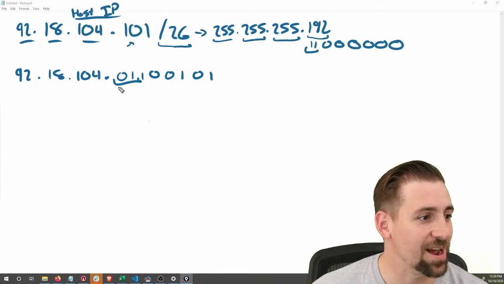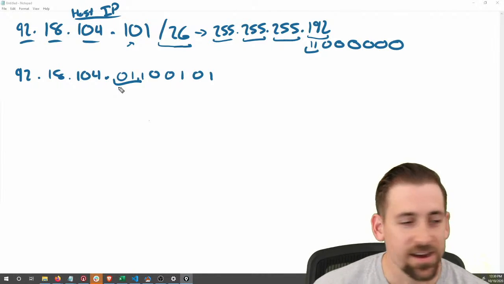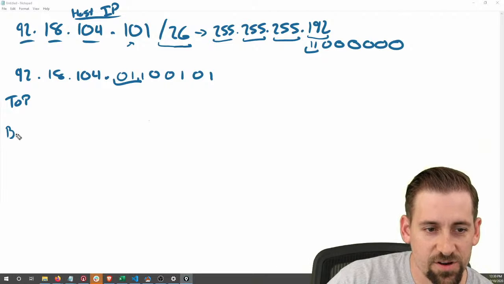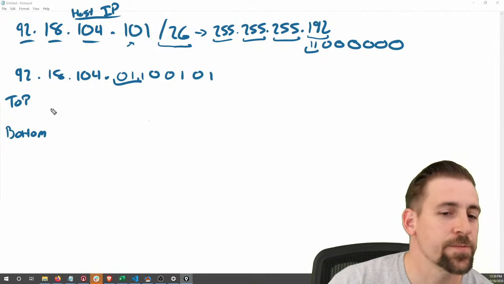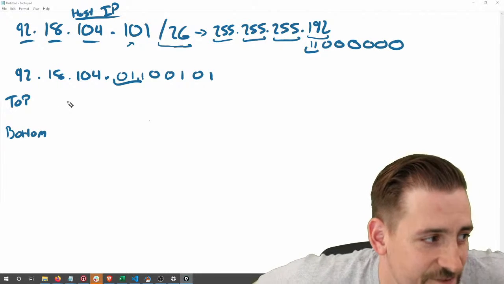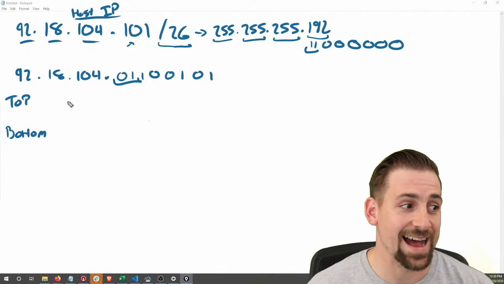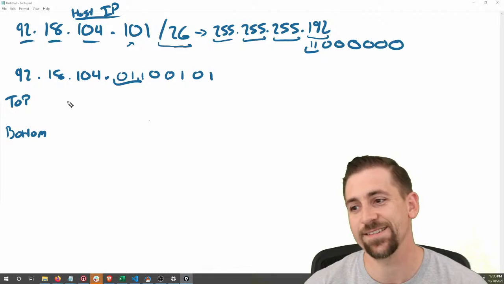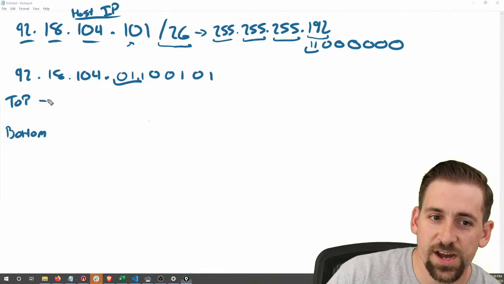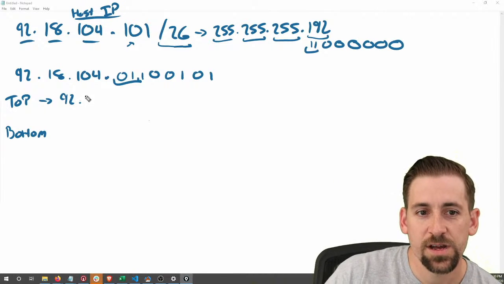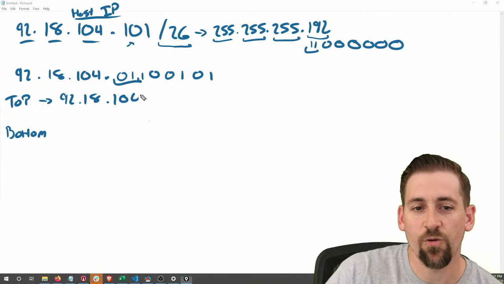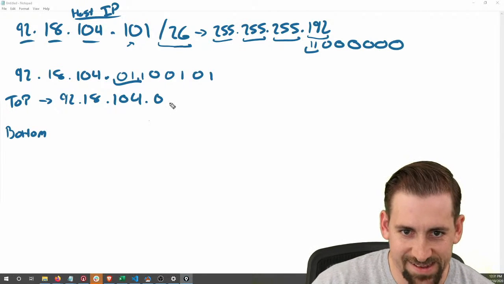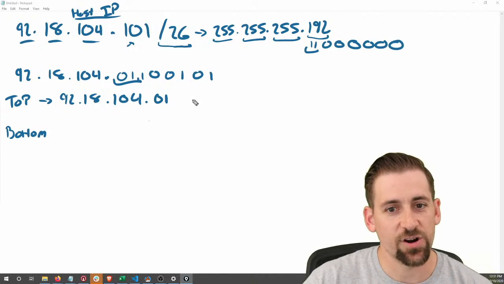So again, let me express the top and the bottom end of this range. So top and bottom. Sometimes we'll call this the first and the last. You either say first and last usable or first and last in the range. Those are actually 2 different numbers, but we'll talk about it on another Saturday subnetting stream. So the top address, 92.18.104.01. So this is base 10, but I'm now back to binary. 0, 1.